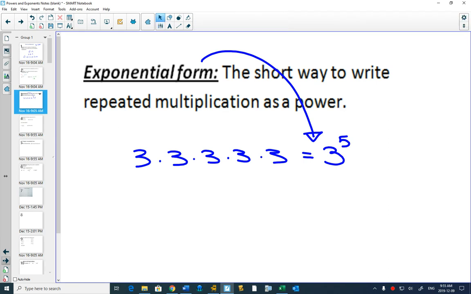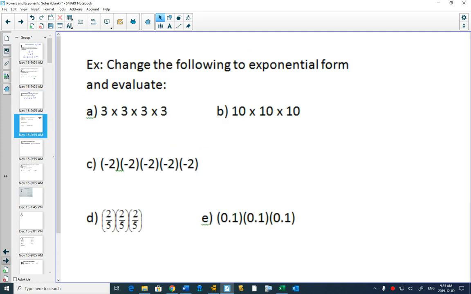So I'm not going to ask you to write the definition of exponential form, but a question on the exam would look like this. Change the following to exponential form and evaluate. If you don't know the definition of exponential form, you have no idea what you're supposed to do in this question. If you don't know the definition of what it means to evaluate, you won't know what to do. So that's how a math test has definitions built into it. They don't ask you to write out the definition, but if you don't know what the words mean, then you can't even answer the question.